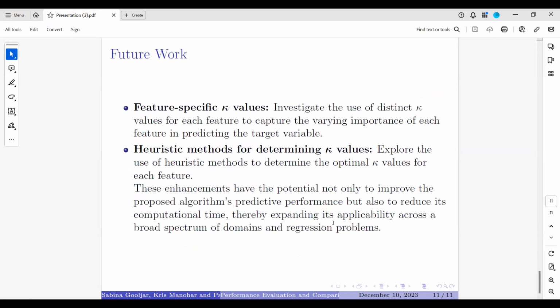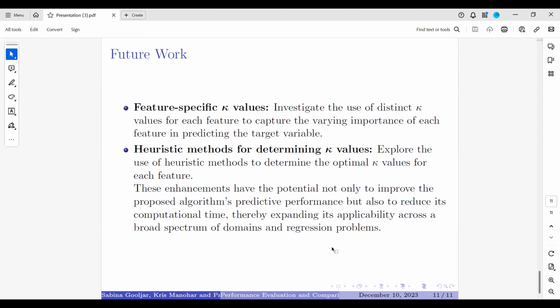And for future work, right now we're using one kappa value for the entire data set. So now we'd look at specific kappa values for each feature. Some methods of finding the optimal kappa may be computationally expensive, taking a long time, so we'd try to find methods to find the optimal kappa, which I think work has already been done or is being done on.